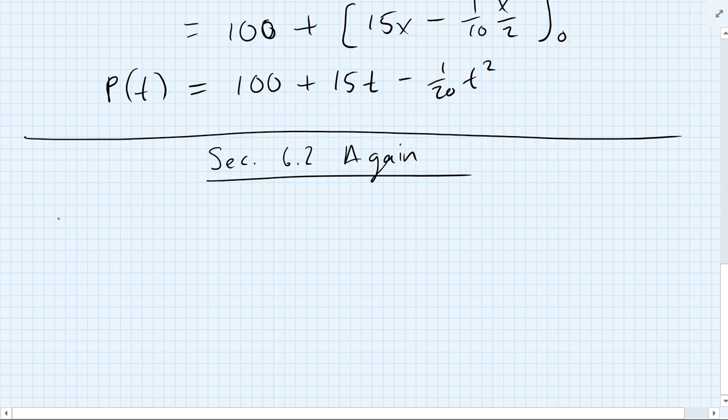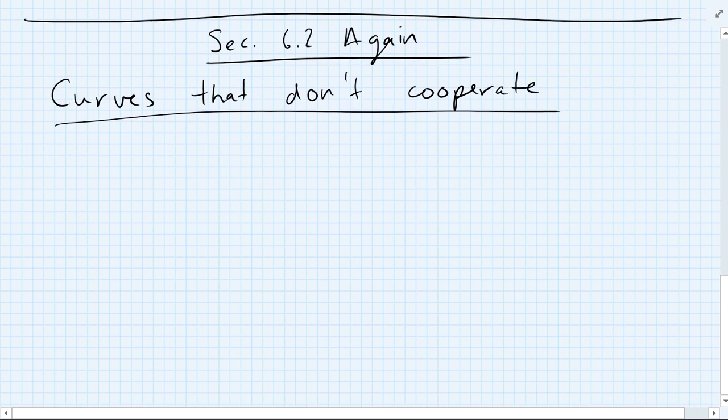And these are curves that do not cooperate, like my students don't cooperate. And you'll get what I mean in a minute. They sort of do what you want them to do, but not exactly, because they find their own way. That's my students.